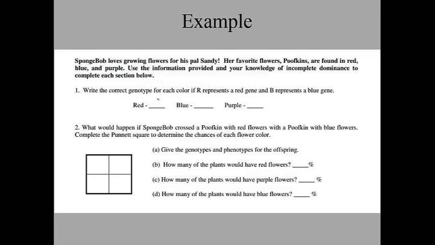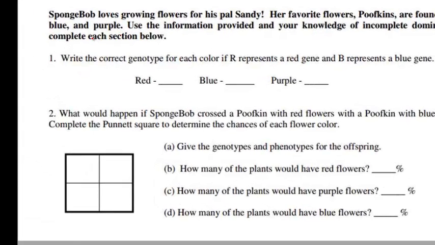Okay, so now that you have attempted this problem on your own, we're again going to be working with flowers, but in this case they're puffkins because we're talking about SpongeBob. And those are found in red, blue, and purple. And because purple is a blend of red and blue, you can assume that this is going to be incomplete dominance. So write the correct genotype for each one.